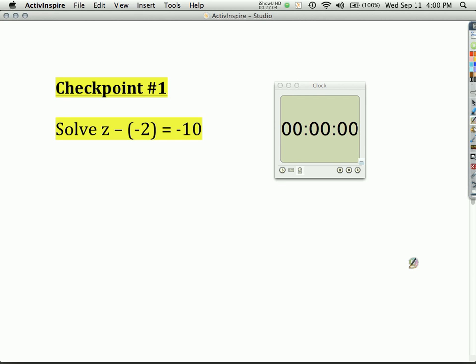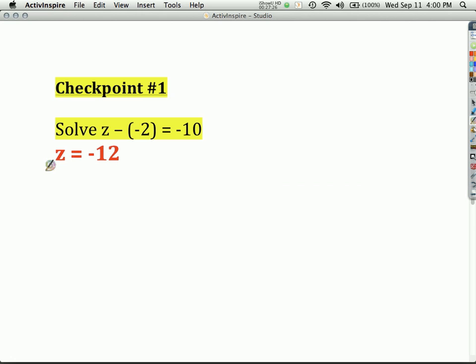Z equals negative 12. So 2 people agree, but then we got 2 other answers. We got Dalton, Valerie. Z equals negative 2. There's 3 people who said negative 12. 4 people who think it's negative 12. Sebastian up front. Z equals negative 12. We've got overwhelming support for Z equals negative 12 because Z equals negative 12.